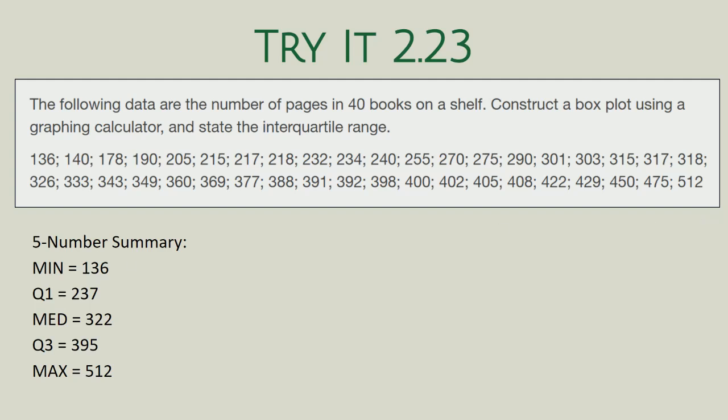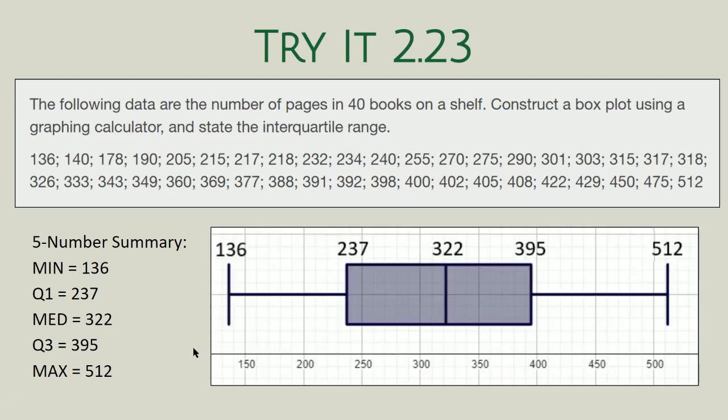Okay, so when I did it on my TI-84, I got the following 5-number summary: 136, 237, 322, 395, and 512. You should definitely check me on that. And then I built a box plot based on that. So vertical lines at those 5 numbers, connect the middle 3 to form the box. And I get something that looks like this.